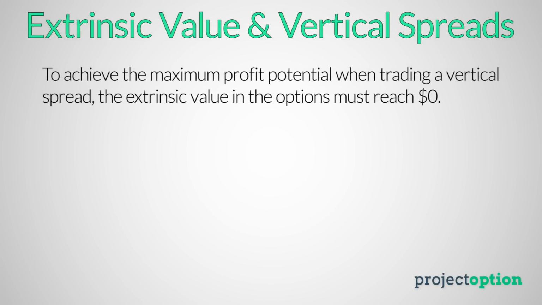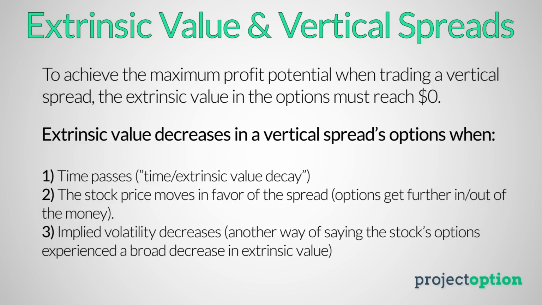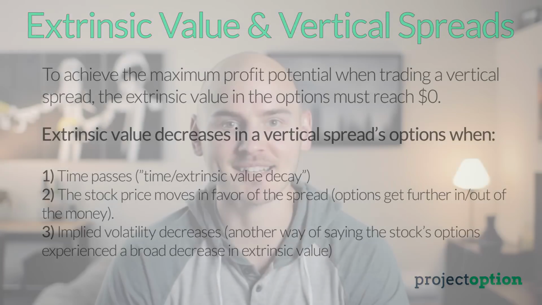The major concept that you need to understand here is that to achieve the maximum profit potential when trading vertical spreads, the extrinsic value must come out of the options that comprise the spread. Extrinsic value decreases as time passes, as the stock price moves in favor of your vertical spread, or as implied volatility decreases, which is just another way of saying that there is a broad decrease in the extrinsic value that exists in a stock's options.